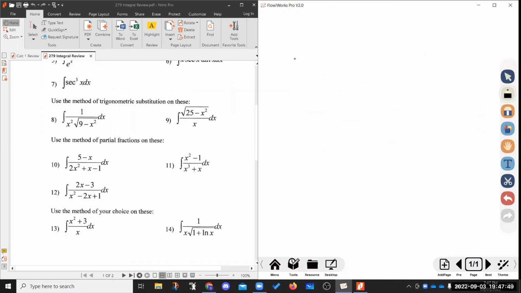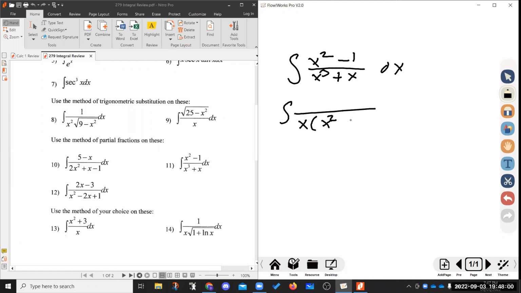Now let's go to number 11, the integral of x squared minus 1 over x cubed plus x dx. We factor the denominator, we have x times x squared plus 1. That's an irreducible quadratic that we'll have to deal with. Don't worry about factoring the numerator. There's nothing that cancels, so we're okay there. This is going to be A over x plus Bx plus C over x squared plus 1. We need to go 1 degree less in this irreducible quadratic.